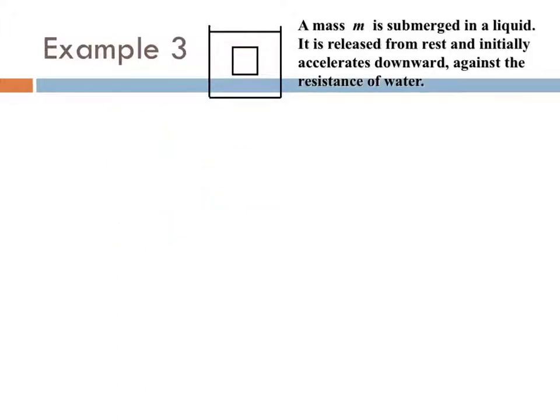In this example, we have a mass m submerged in a liquid. It is released from rest and initially accelerates downward against the resistance of water. So now we're talking about movement here, and not only movement, but acceleration. As always, mass times gravity is pulling it downwards, and our buoyant force is pushing it upwards.